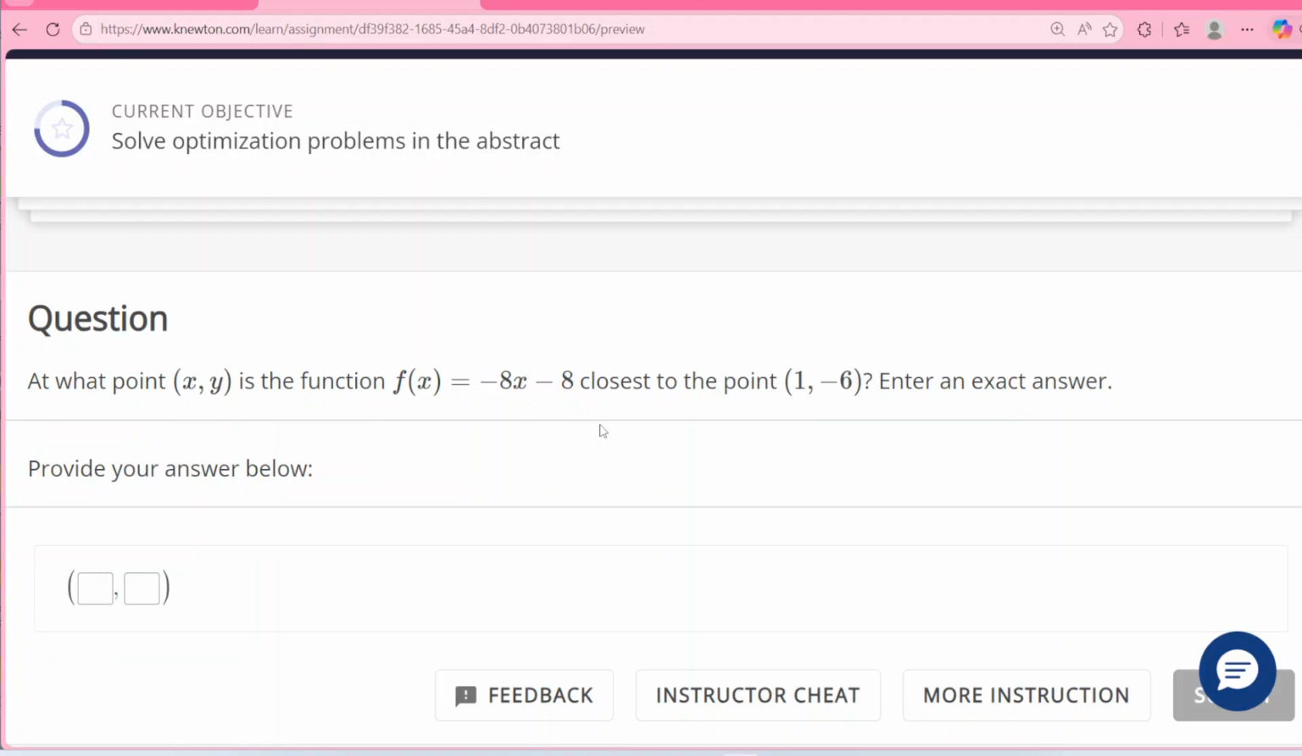And then this is a little different. It's very similar, though, to the problem with what point is closest to the origin, but it's closest to the point 1, negative 6. And again, we're asked to enter an exact answer.